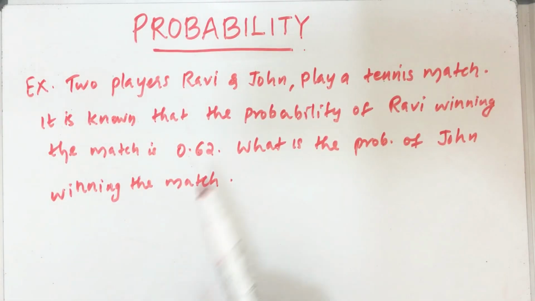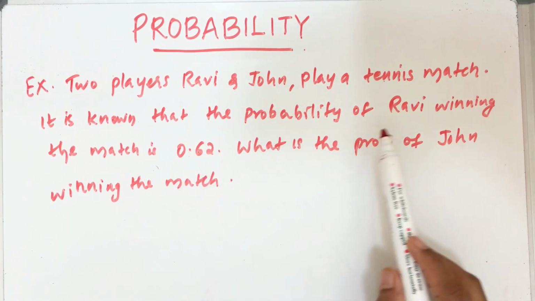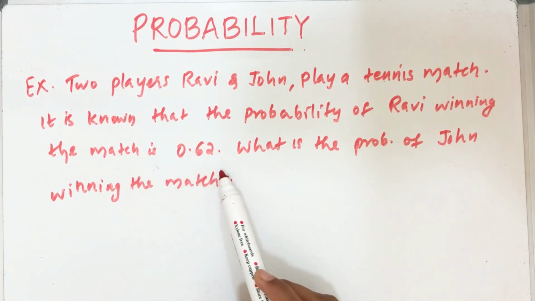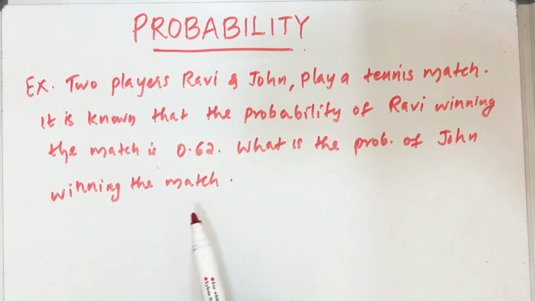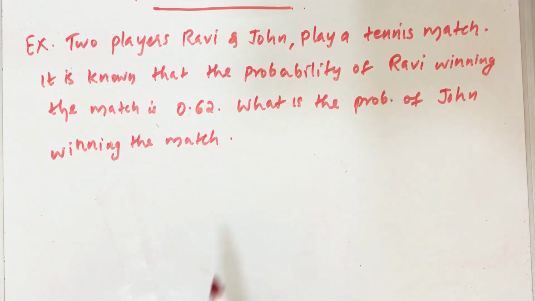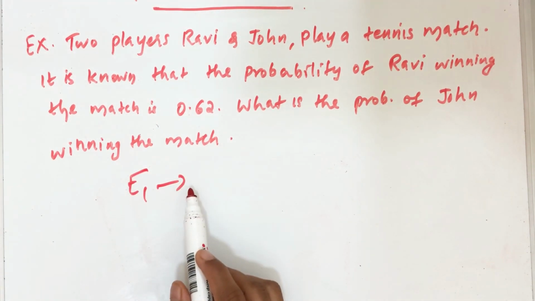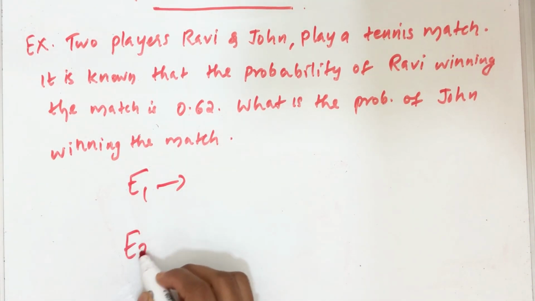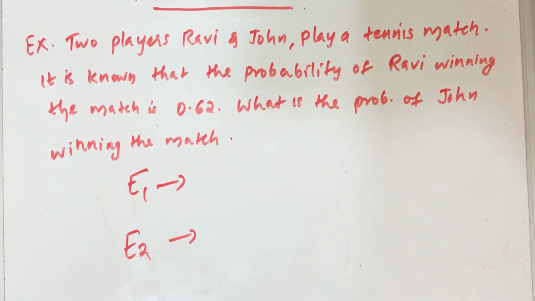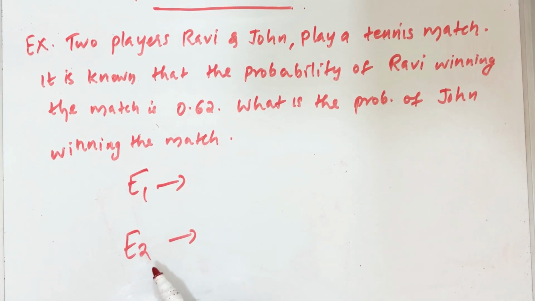So this is the next example. Two players, Ravi and John, play a tennis match. It is known that the probability of Ravi winning the match is 0.62. What is the probability of John winning the match? Here there are two events: E1, the event of Ravi winning the match, or E2, the event of John winning the match. These two events are complementary events. If Ravi wins the match, John will not win the match, so they are complementary to each other.